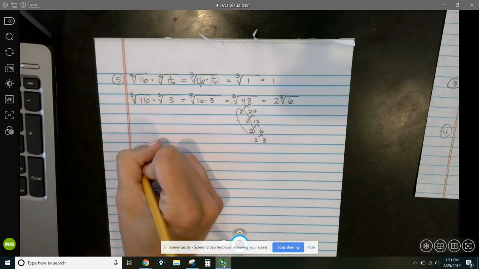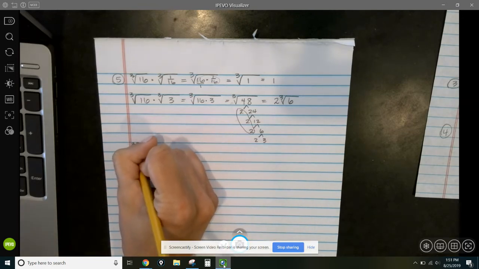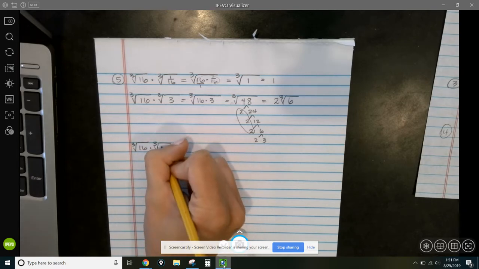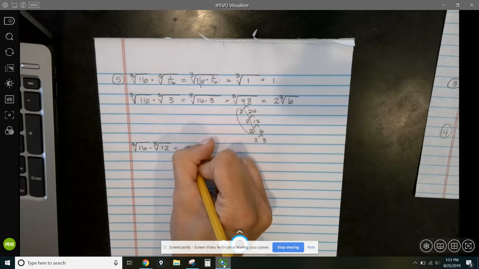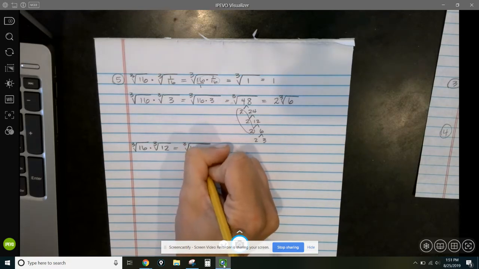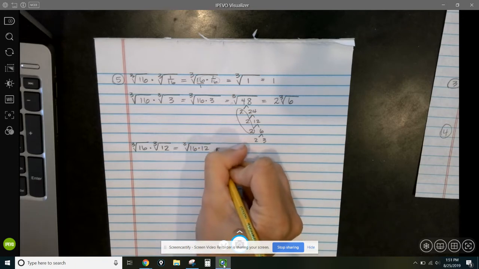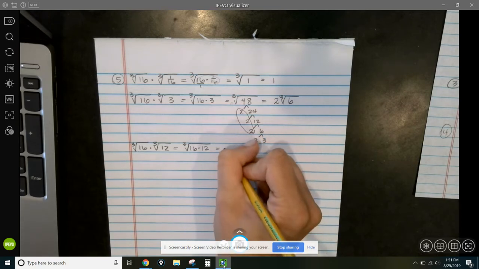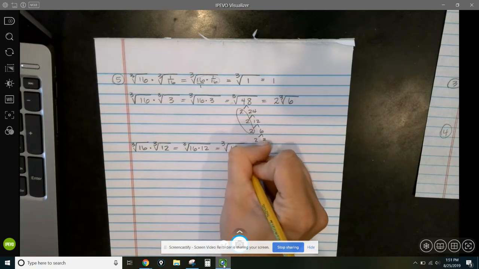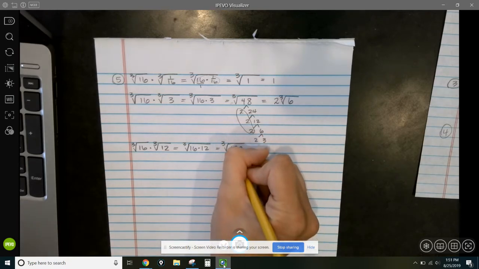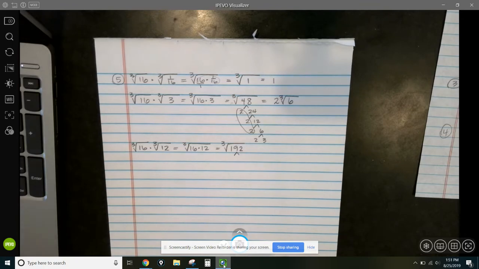Let's look at one more like that. So if I have the cube root of 16 times the cube root of 12. So same thing, I am going to put both of the 16 and the 12 under the same cube root. And then I can actually multiply 16 times 12, which is 192. So to simplify this, I'm going to have to do a factor tree for 192.